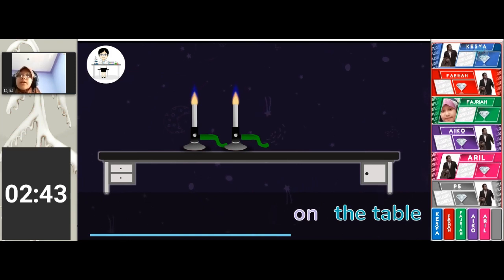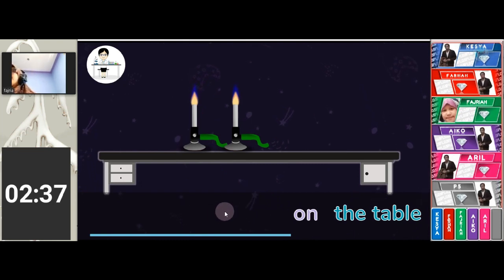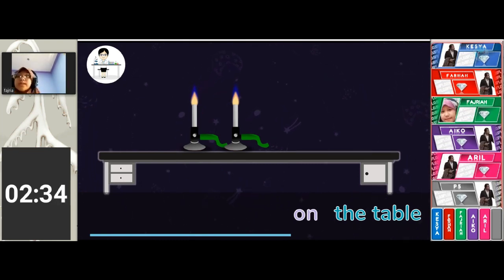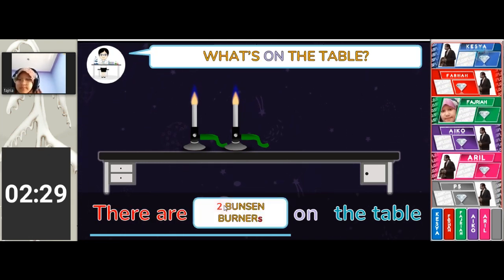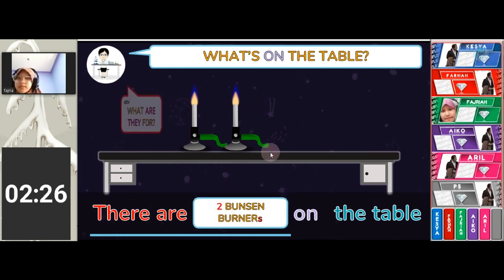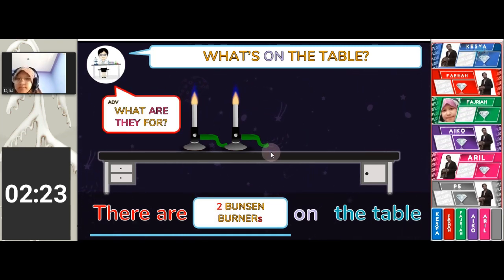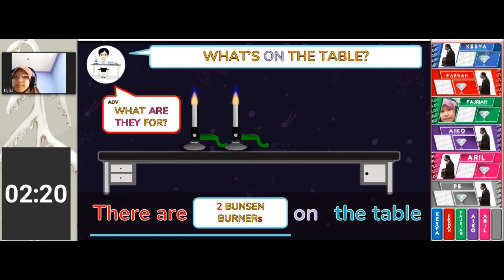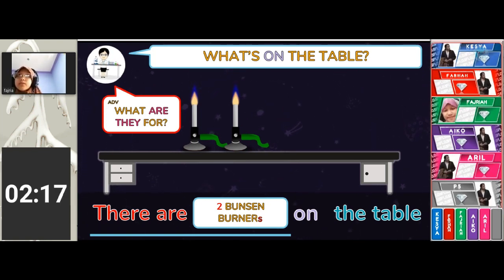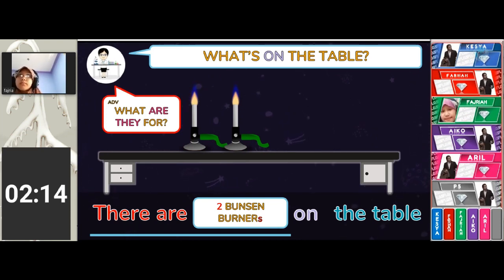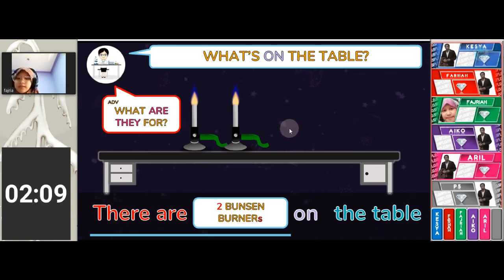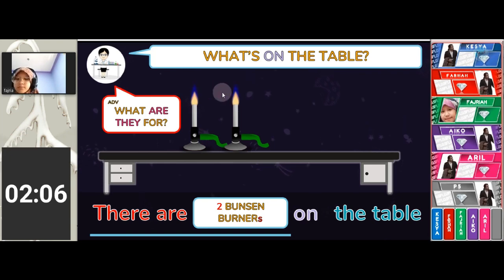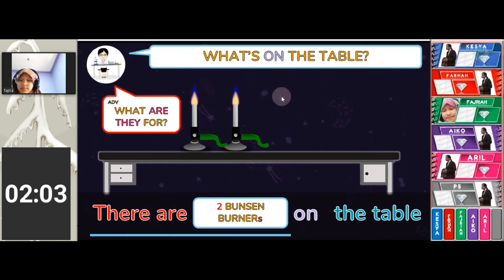What's on the table? There are two Bunsen burners, because there are two of them. What are they for? We can use them to boil something, to produce heat or flame for chemical experiments.